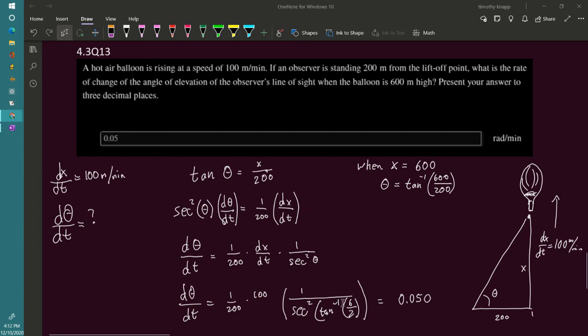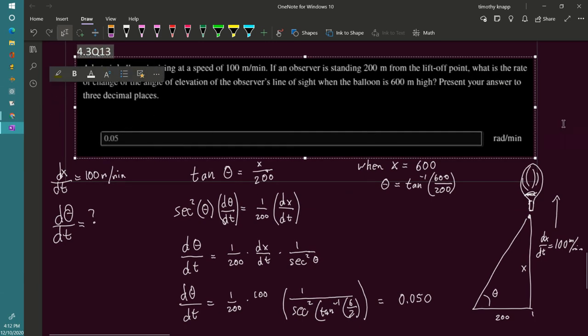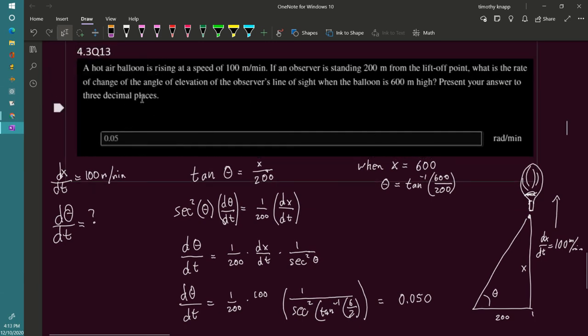So I'm going to write inverse tangent of 600 over 200. I just wrote it as 6 over 2. And that gets placed into the secant squared. You do all that stuff, and you end up getting, I think it was 1 over 20 or 1/20th, which translates to 0.050. Don't forget, it says present your answer to 3 decimal places. These guys are really picky on their decimals. So just make sure you're doing those decimals pretty well, okay?